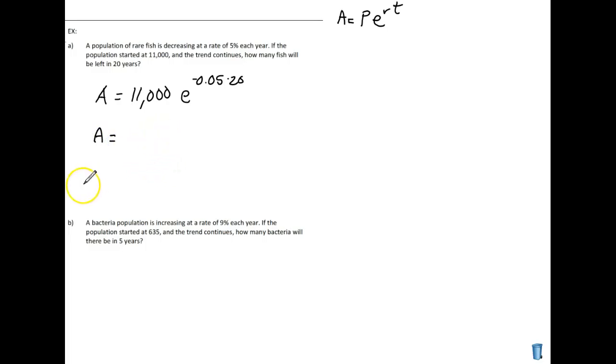Okay? I'm just going to double check my answer here because I want to make sure I get it correct. When I multiply it out, I get 4,046.67, but that doesn't make sense in terms of the number of fish we would have, right? We wouldn't have a partial fish. So I'm going to go ahead and round that to the nearest whole fish, and then we're going to write fish because we are dealing with fish, and so we need to make sure we have units on there. Okay.